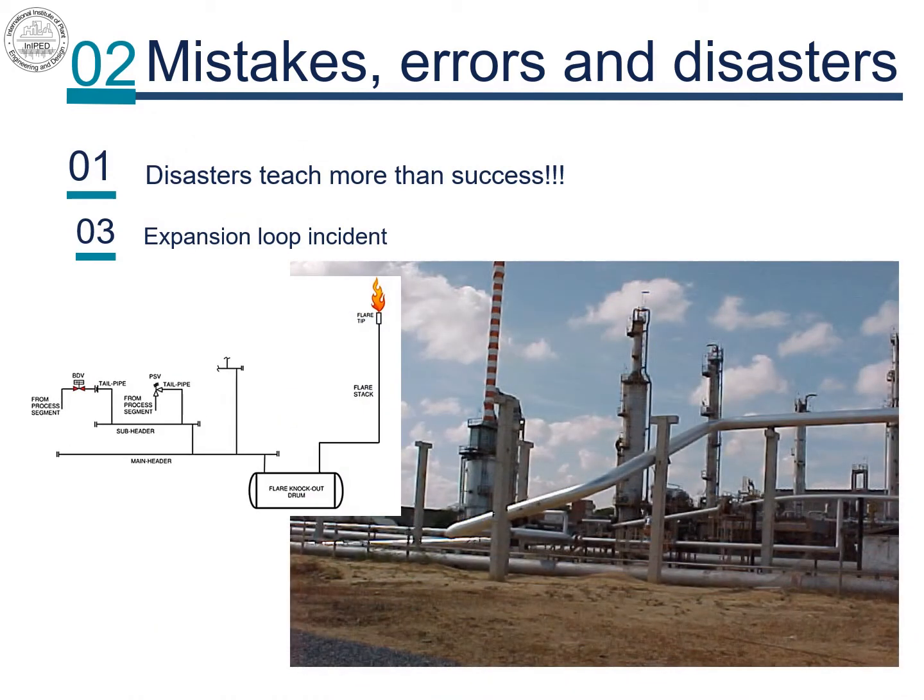A typical flare system consists of PSV outlet pipes, a sub-header connected to the main flare header connected to a knockout drum, and the outlet of the flare knockout drum to the flare stack. A knockout drum removes and stores condensable and entrained liquids. A single or multiple burner units and a flare stack.